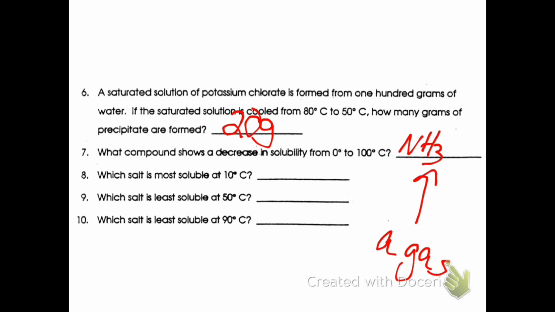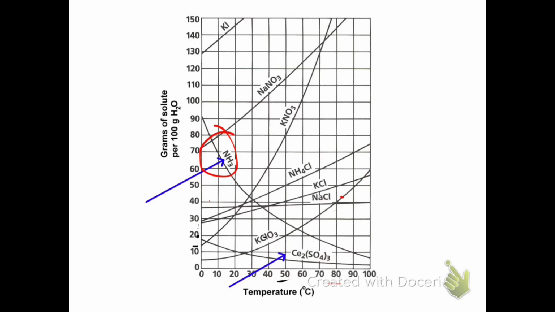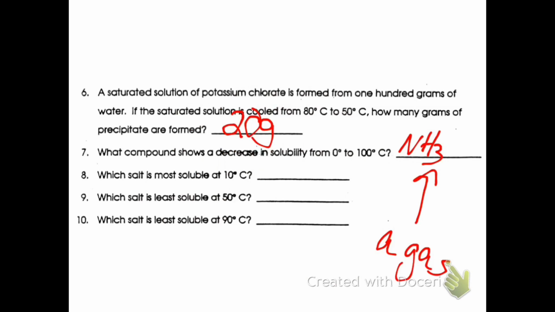So for these last three, we want which salt is most soluble at 10 degrees Celsius. We've done a least soluble. Most is going to be at the top of our graph. So we're looking at 10 degrees Celsius, which is right there, and we have to go all the way up to the top. Right there. The most soluble at 10 degrees Celsius is KI, the potassium iodide.